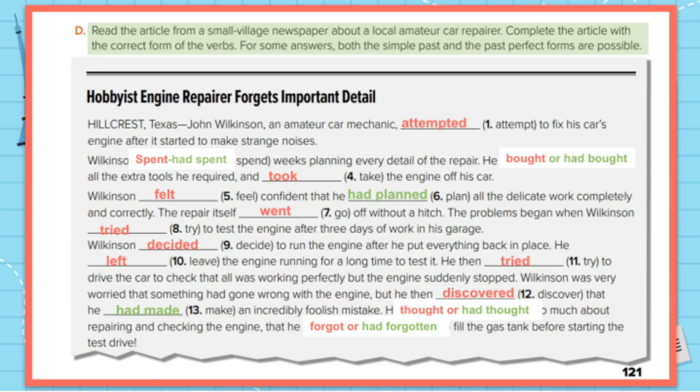"Decided" signifies a choice made, and "tried again" emphasizes the effort to do something. "Went" tells us about movement to a place, and "had planned" indicates a previous intention that might have happened or not. Then "felt" describes an emotional state, and "had made" speaks to a completed action in the past. When we see "bought" or "had bought," it shows the purchase, with the past perfect adding context if needed. "Spent" or "had spent" relates to the use of time or money, depending on the tense. "Attempted again" reflects effort, but perhaps without success.